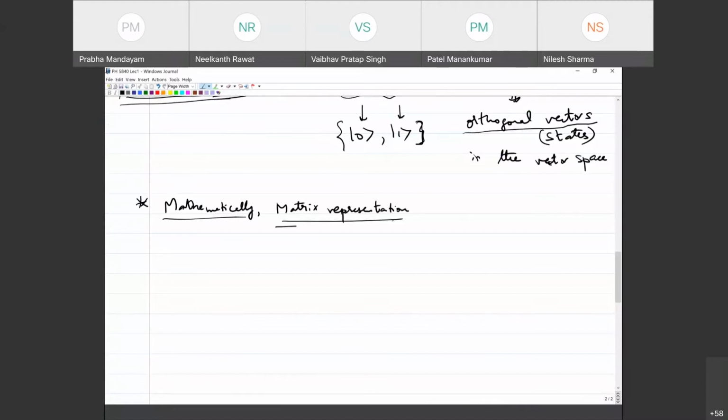So what does this matrix representation mean? I have this ket 0. I said it belongs to a two-dimensional vector space. So I will associate with it what I call a column vector. This is basically a 2x1 matrix, right? It's a matrix with one column and two rows. And what are these two entries?